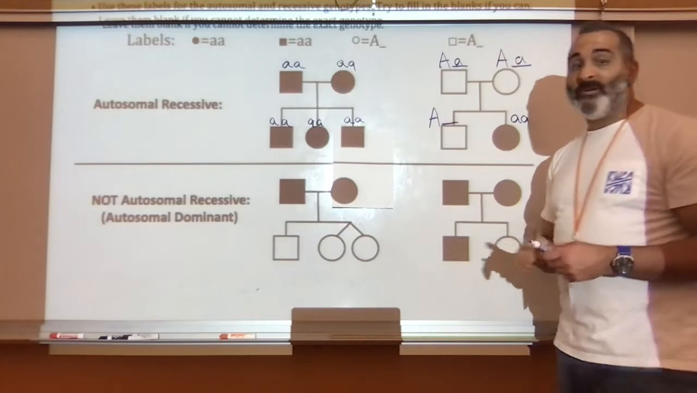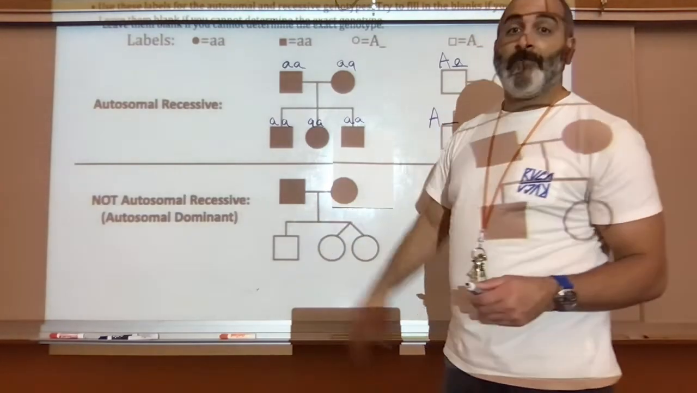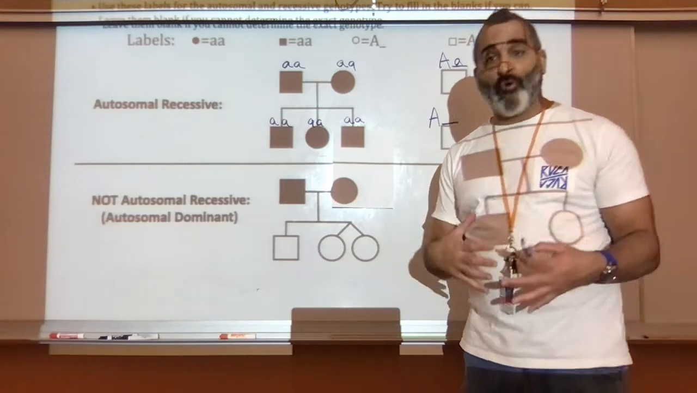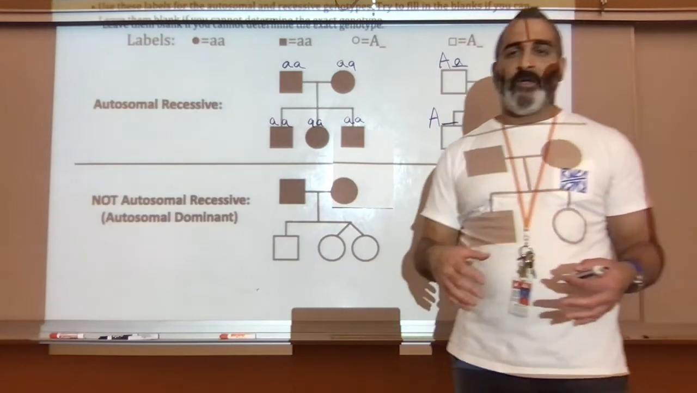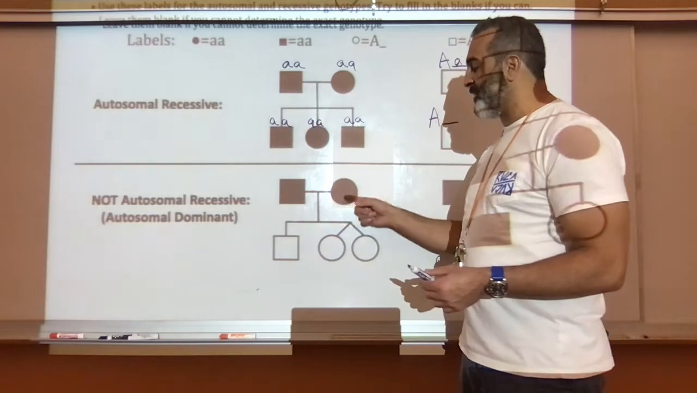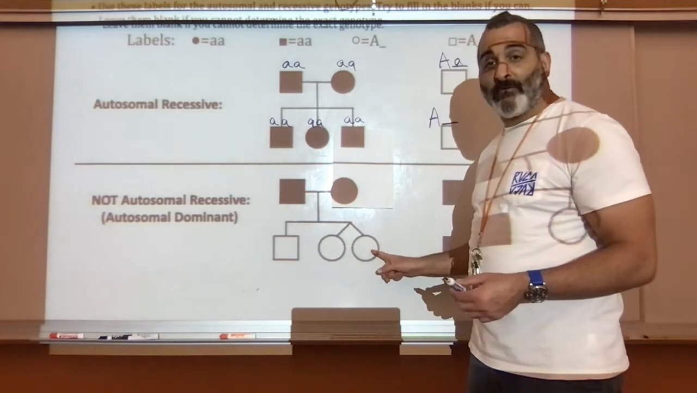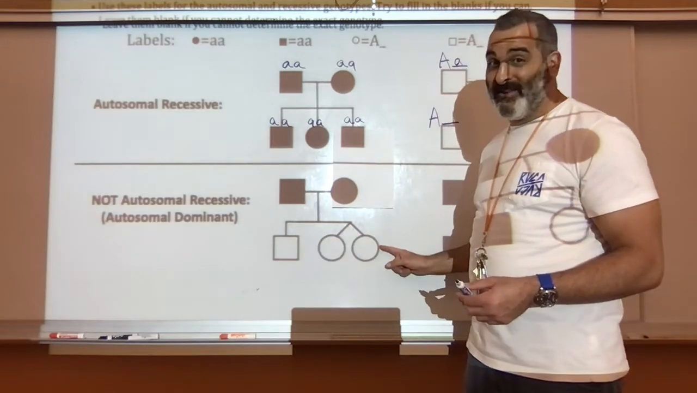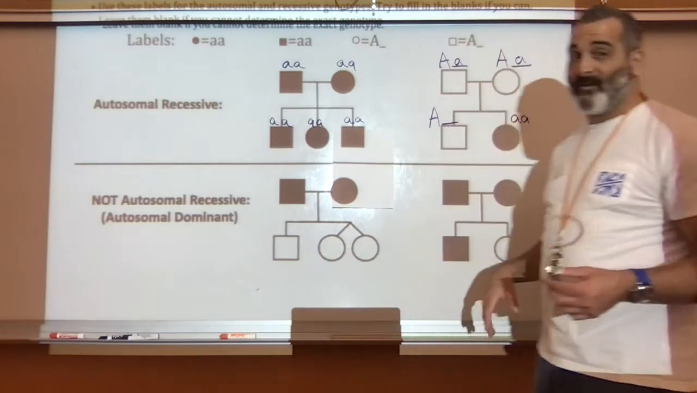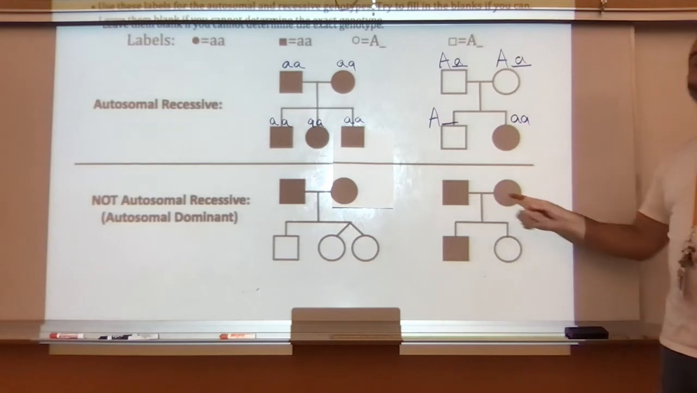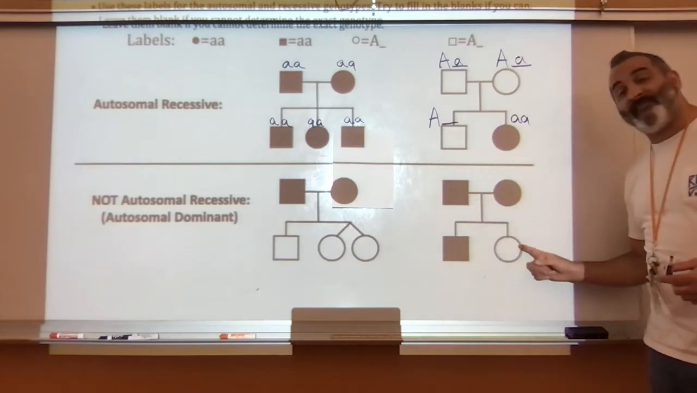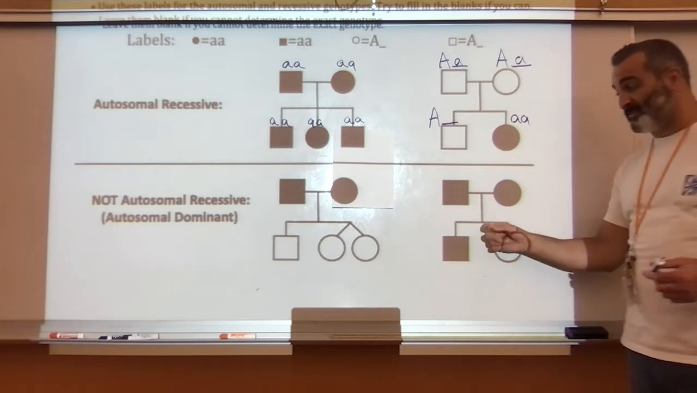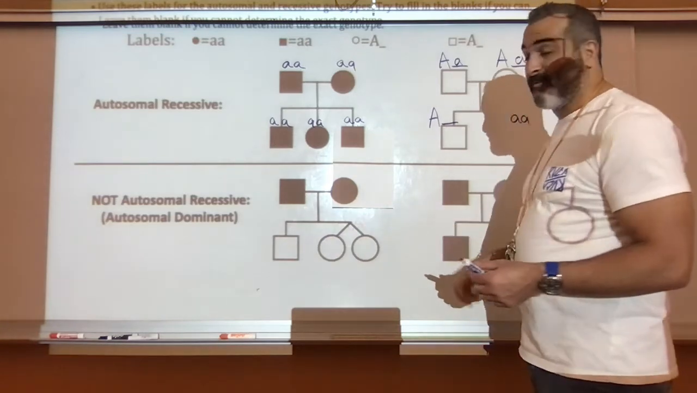All right. Let me show you why this one down here is not autosomal recessive. The rule for autosomal recessive is if mom and dad both have it, all their kids must have it. So mom and dad have it and all their kids don't have it. Not autosomal recessive. Look over here. Mom and dad both have it, and not all of their kids have it. Not autosomal recessive. So these ones are not autosomal recessive.